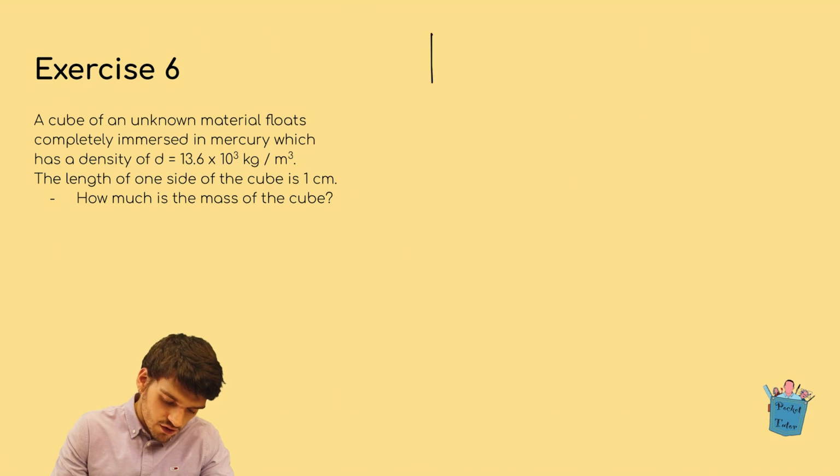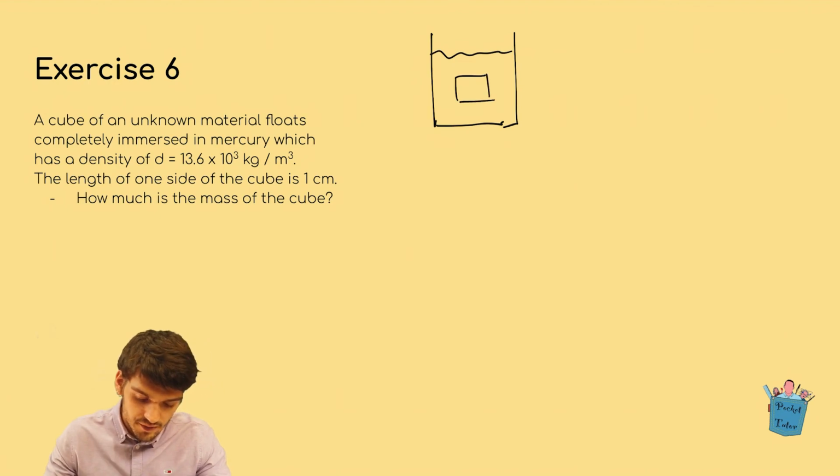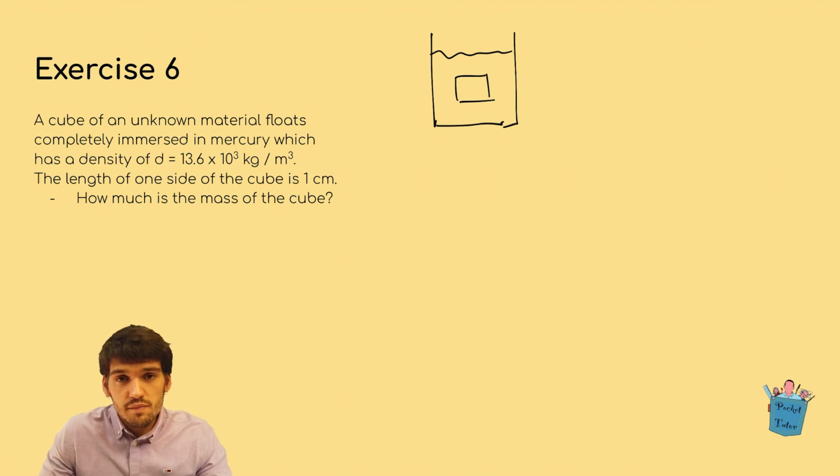So we have a container which is holding mercury, and then a cube of an unknown material that is floating inside mercury, but completely immersed. If the cube is completely immersed but is floating, we already know the density of the material composing the cube, which is the same as the fluid into which it is immersed.